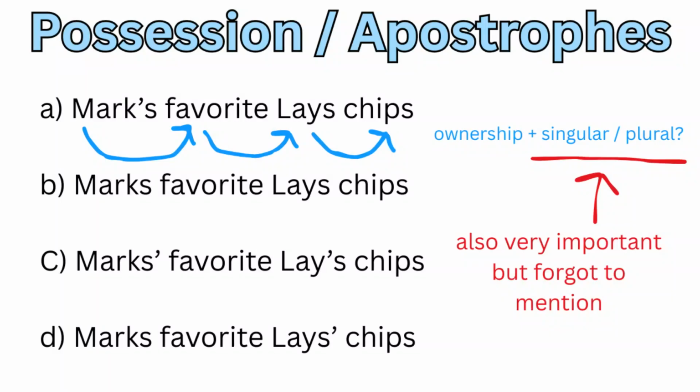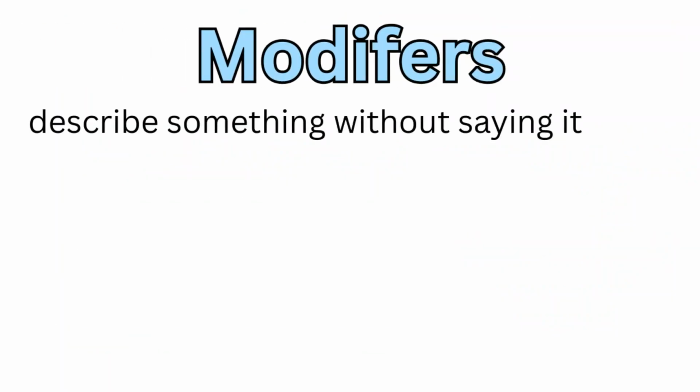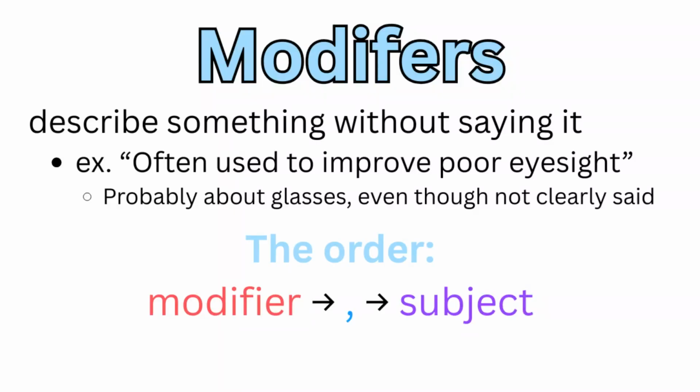The last grammar rule that's super easy is modifiers. Modifiers are phrases without a clearly stated subject that are obviously describing something. Even though you can tell what they're describing based off the description, it doesn't say it clearly. And whatever they're describing in the sentence has to go right after the comma in the modifier. So you're going to have your modifier, then a comma, and then the subject has to go right after.